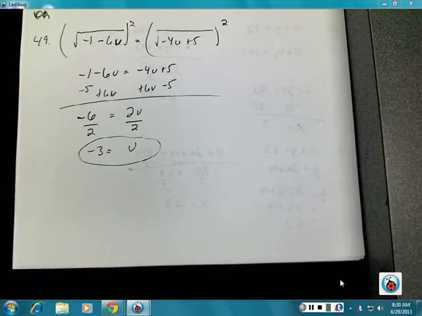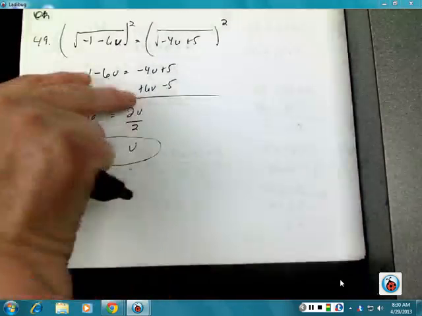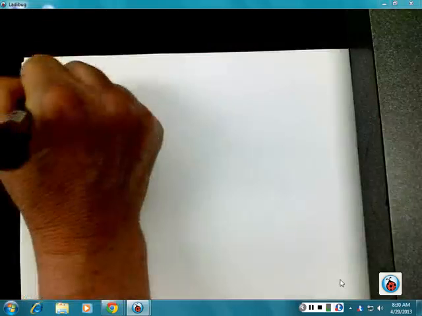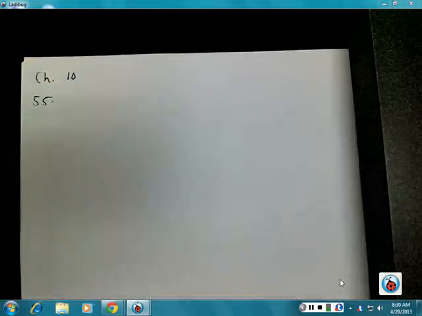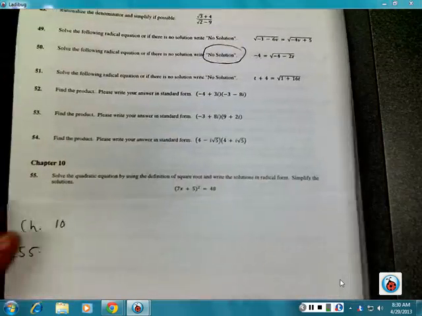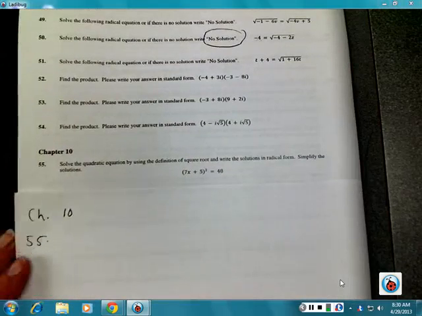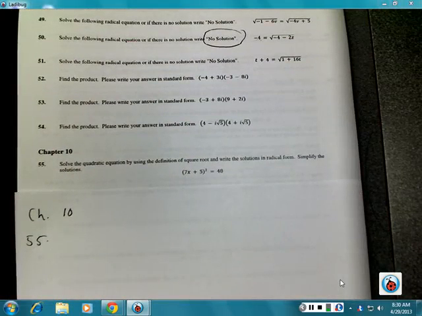Okay. Now, chapter 10? Okay. Chapter 10. And this one, we need to just go through some stuff here. So let's look at 55 so that we get a good review of stuff. In 55, it says, solve the quadratic equation by using the definition of square root and write the solution in radical form.